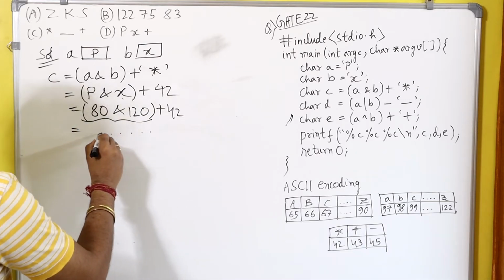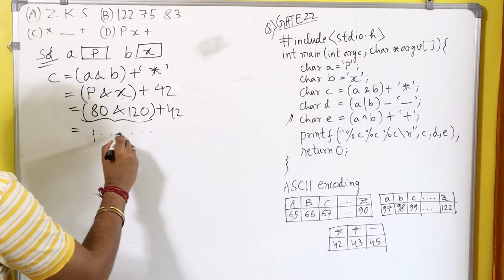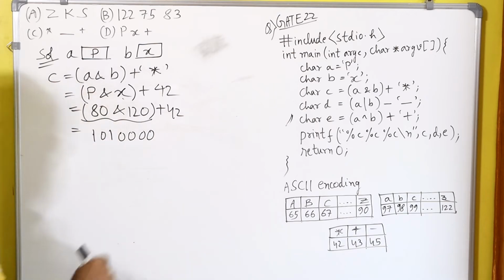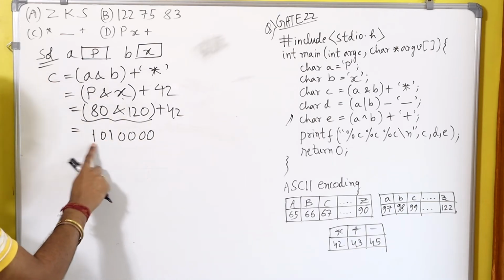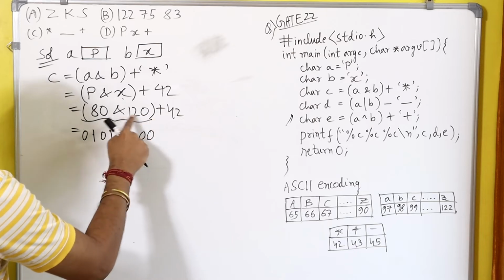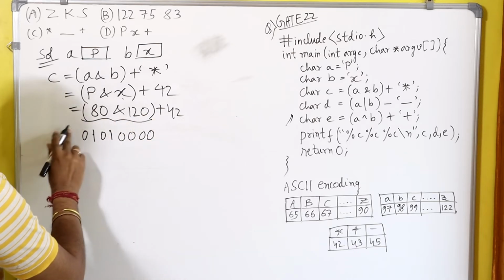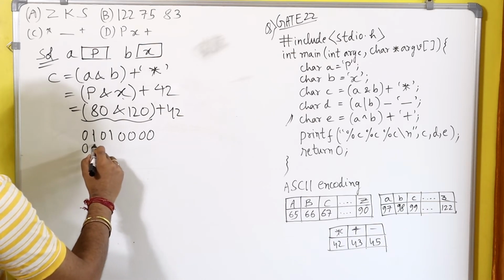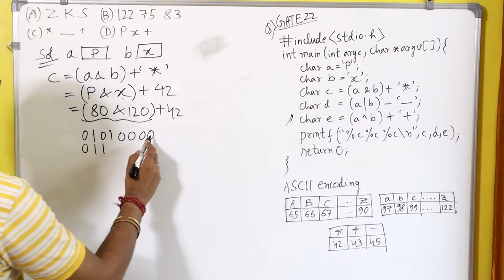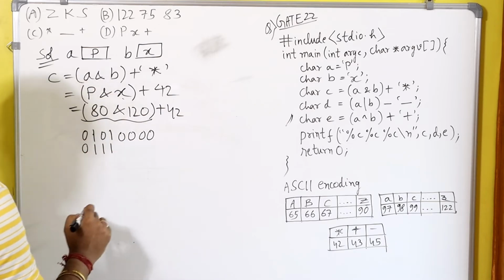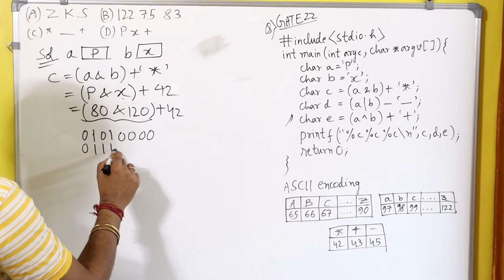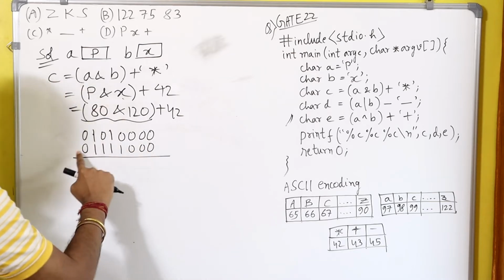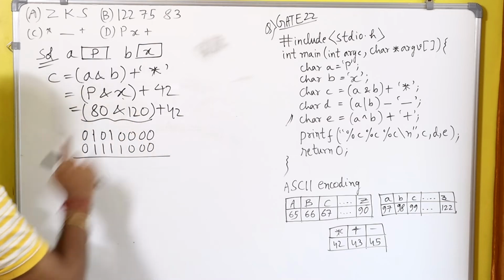Fine. So what is the binary value of 80? 1, 2, 4, 8, 16, 32, 64. 1, 2, 4, 8, 16. Fine. So this is the binary value of 80. Just check it again. Yes. So now just write down the binary value of 120. Okay. 64 plus 32, 96. Now 96 plus 16, 112. Okay. So this is the binary value of 120.